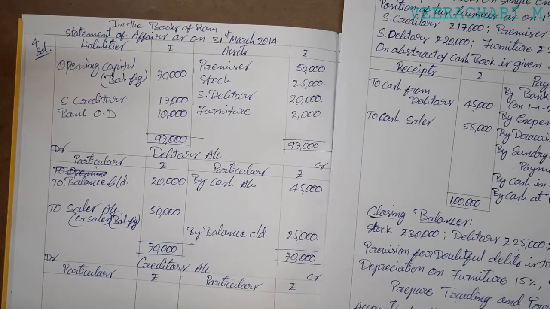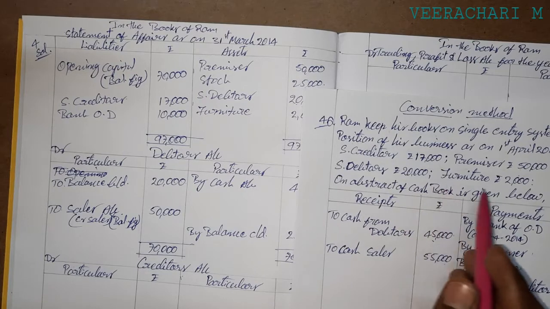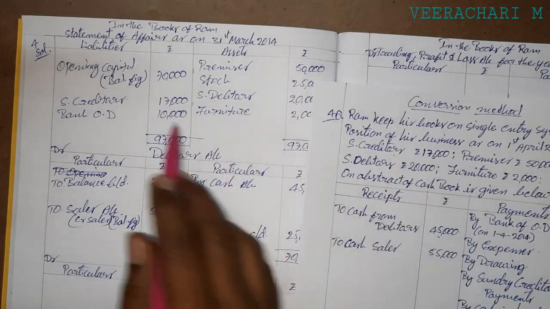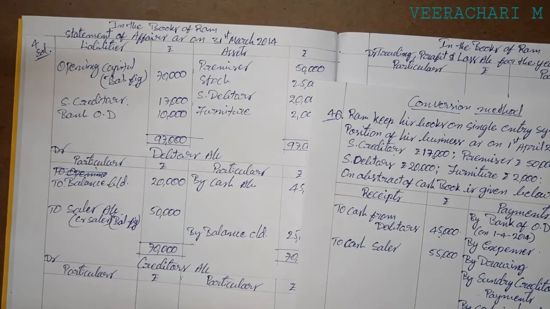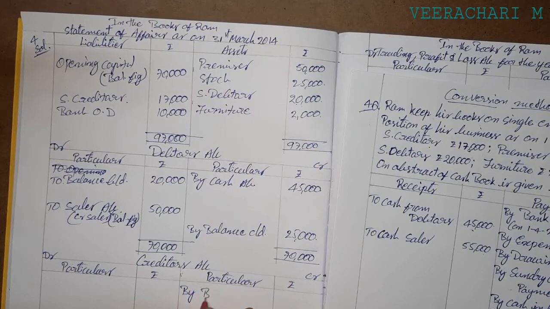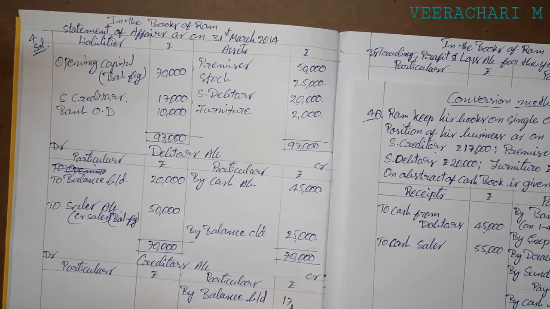In the trading account we should add credit sales as well as cash sales. Next, after that you can prepare the creditors account. Opening creditors is 17,000. Creditors is a liability, and liabilities are credit balances. So write on the credit side by balance brought down, 17,000.